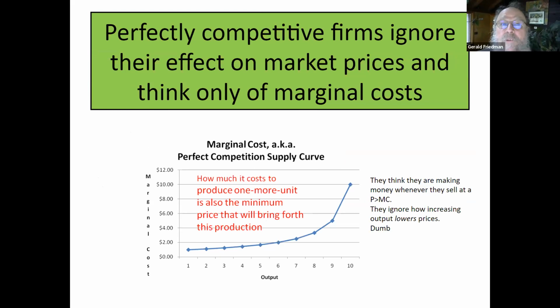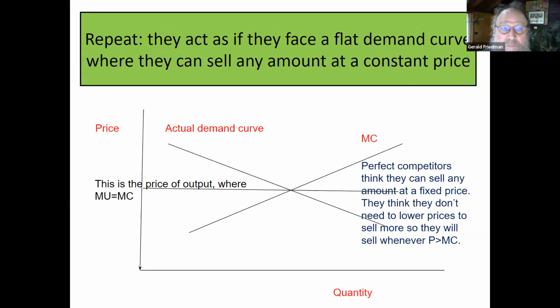Perfectly competitive firms ignore the effect that they have on the market. They produce more, they don't pay any attention. They think that the market will just absorb any amount that they produce. They just focus on marginal cost. They act as if they face a flat demand curve where they can sell any amount at a constant price.